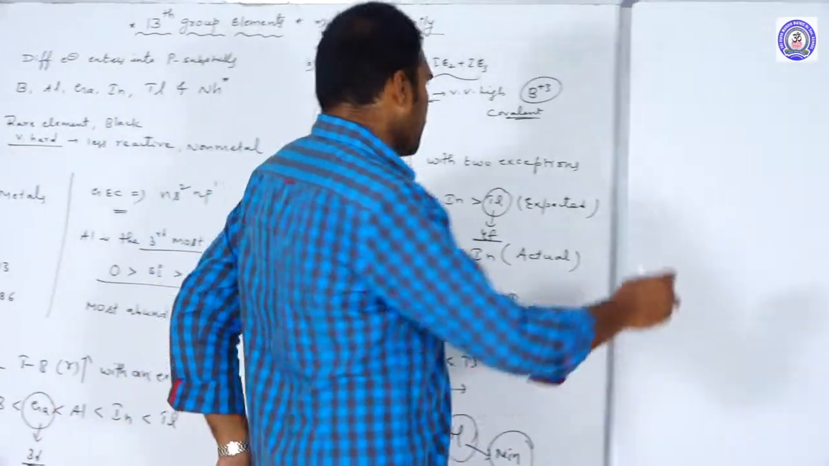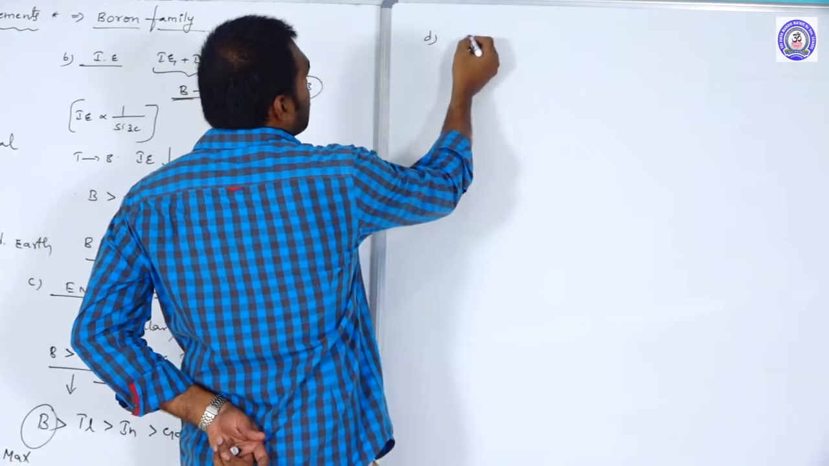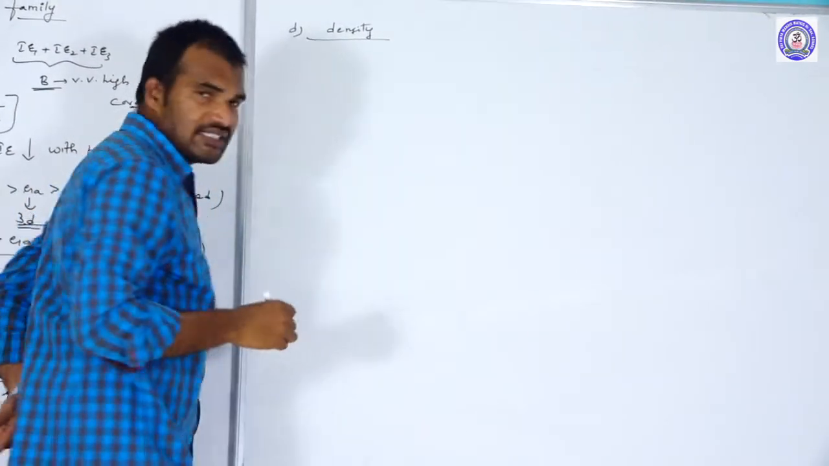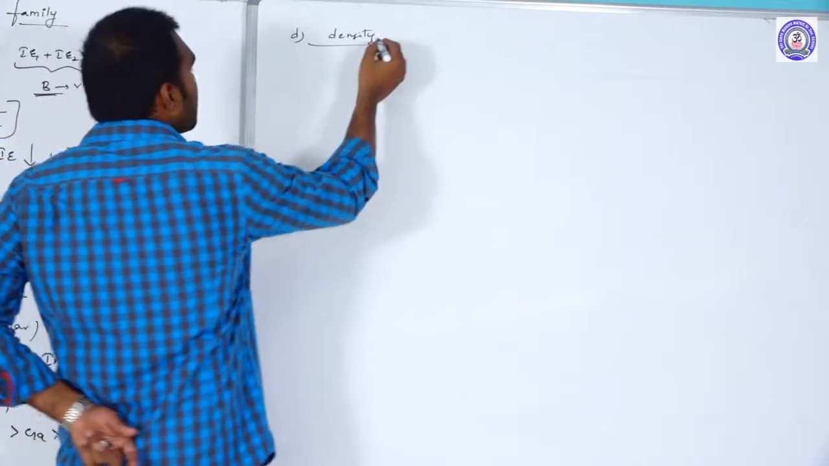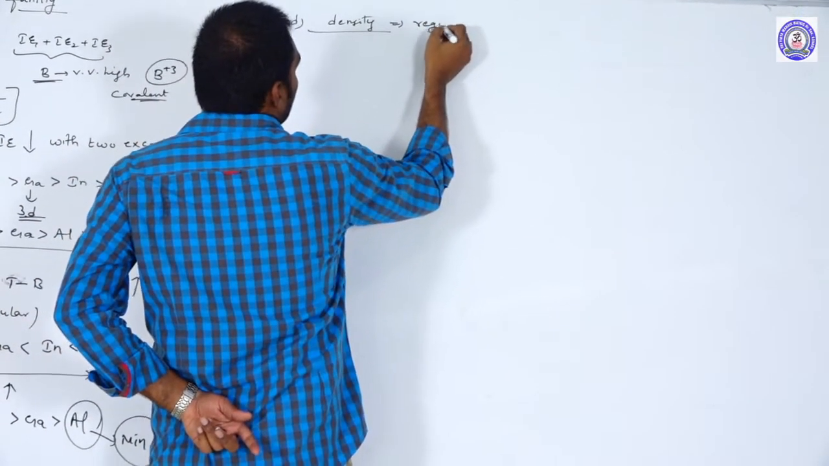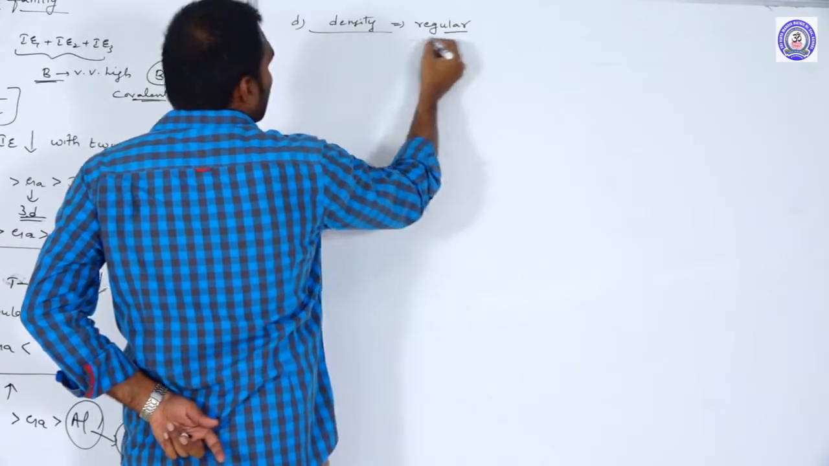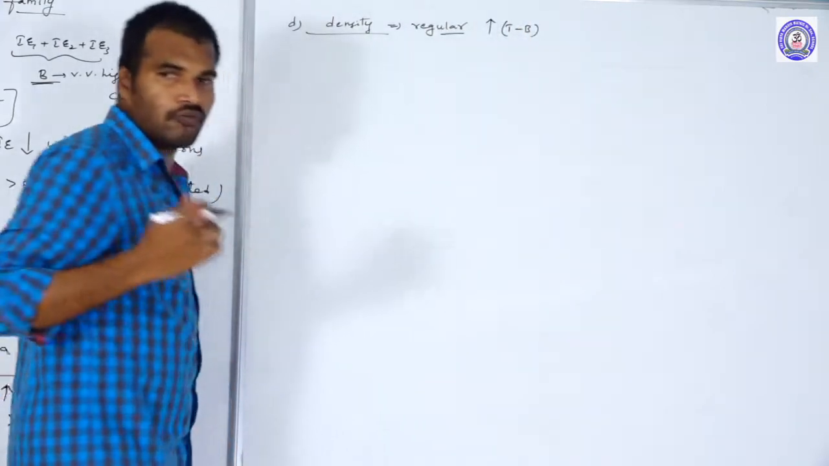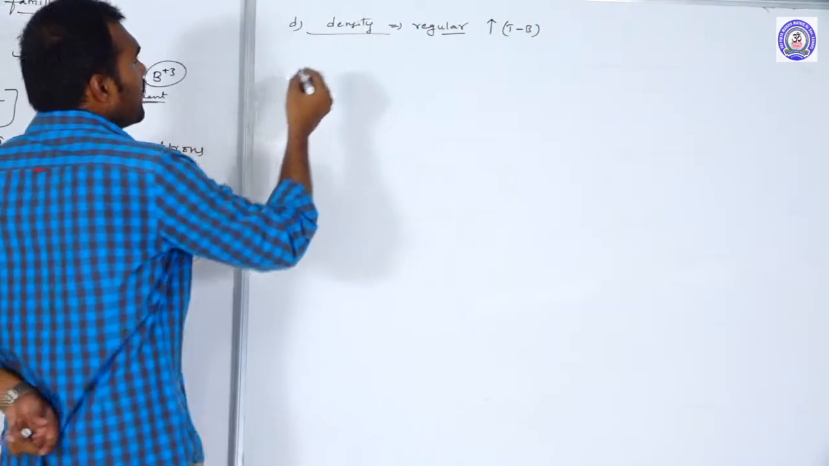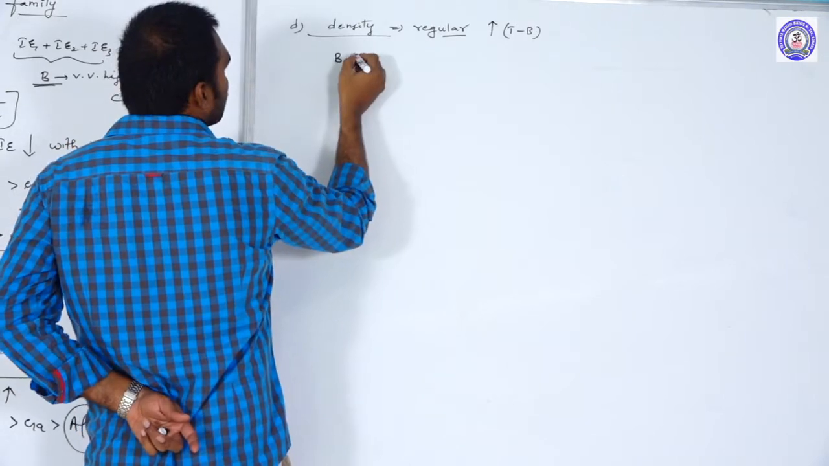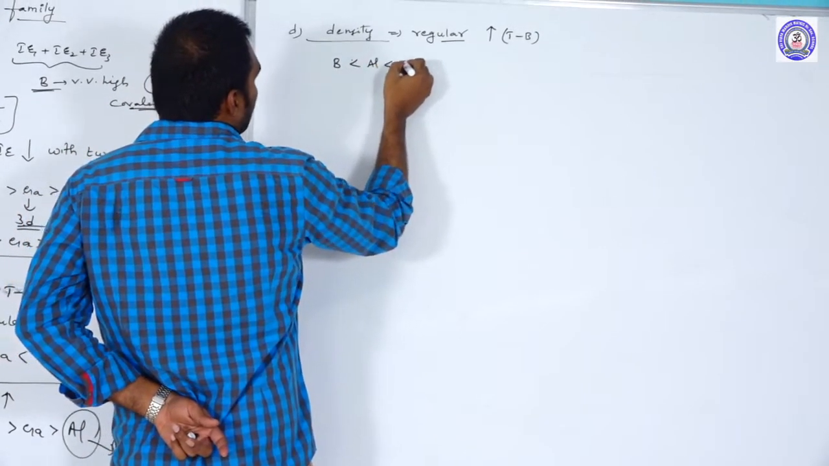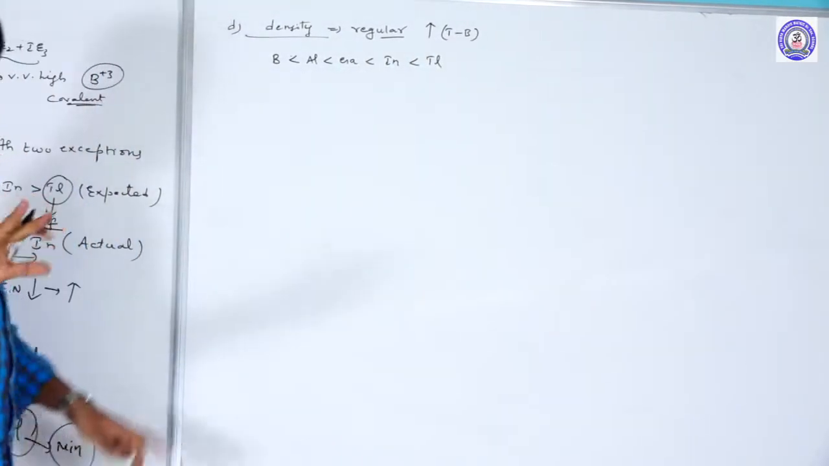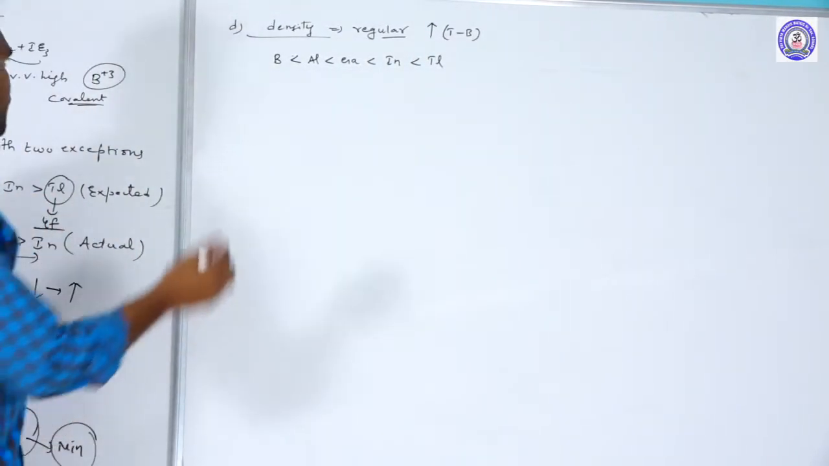Let us move to the next periodic property, that is density. Density follows a regular order only. There is no problem. In the regular order, it increases from top to bottom. When you go from top to bottom, the density increases: boron, aluminium, gallium, indium, thallium. There is no irregularity, no exceptions in the case of density.